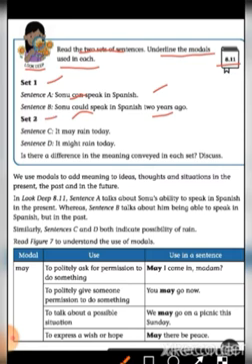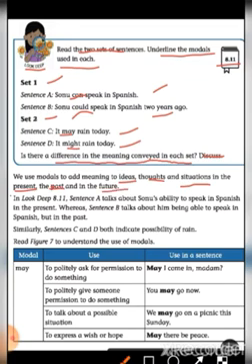In set 2, sentence C: it may rain today. Here, which is the modal? May is a modal. Next, sentence D: it might rain today. May in the past tense is might. Is there a difference in the meaning conveyed in each set? Discuss. We use the modals to add meaning to ideas, thoughts, and situations in the present, the past, and in the future.